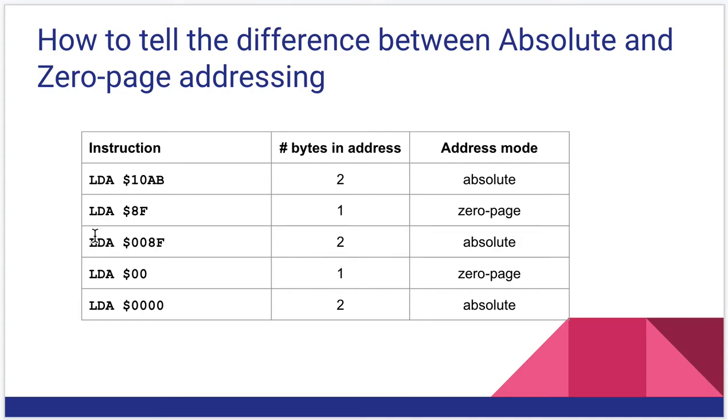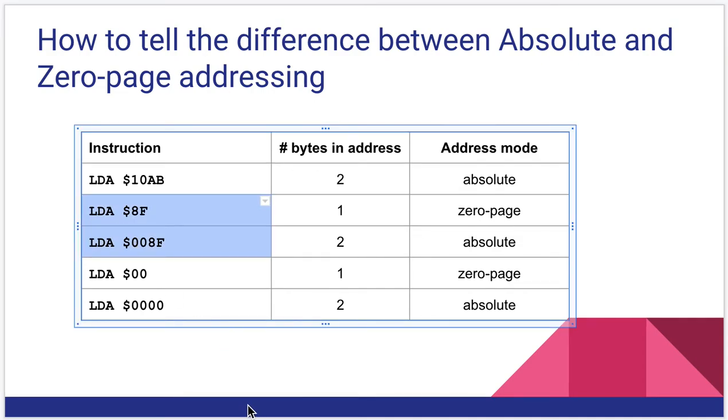Now, these two instructions are equivalent. Functionally, they will do the exact same thing. They'll go out to address 008F and load it into the accumulator. The zero page one just happens to operate a little faster. And then our last example, load into the accumulator from 00. That's obviously a zero page address because it's 1 byte long. Functionally equivalent to LDA 0000, which is 2 bytes long and absolute. Both of those are going to grab the byte of data at address 0.